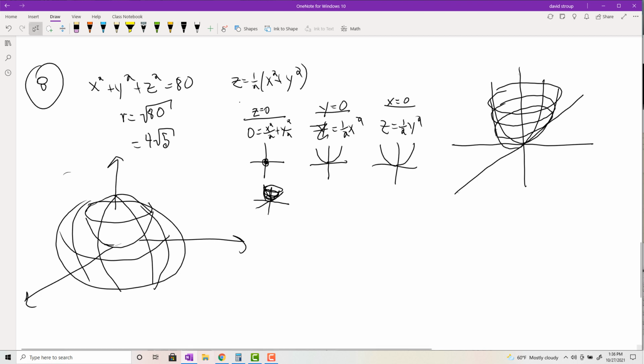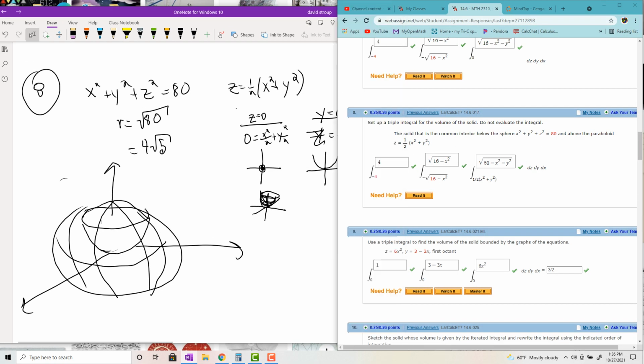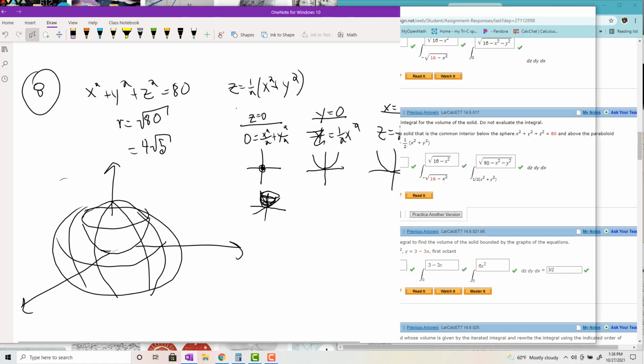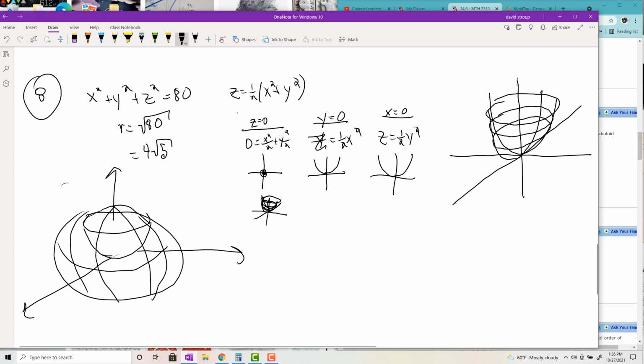Okay, getting back then to the question, let's see if we're on the right track. What are we trying to do? Set up a triple integral to find the volume of the solid. Do not evaluate the integral. The solid is a common interior below the sphere and above the paraboloid. Right, so at the end of the day, this region that we want is going to be everything inside of the paraboloid, but then the top of the paraboloid is going to be the sphere part that is poking its head out. Okay, so the sphere portion is poking its head out the top of the paraboloid.